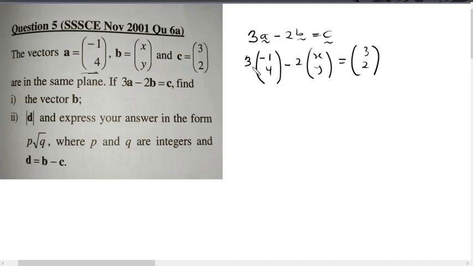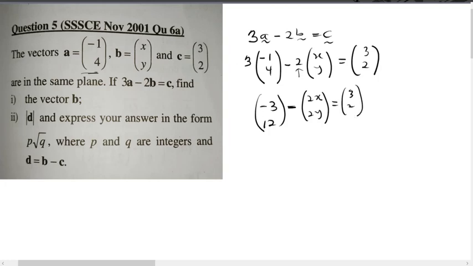Alright, so from here you are going to have 3 times negative 1, and that is negative 3. 3 times 4, you have 12. And here it depends on what you want to do. Here we have negative 2, but you can leave the negative sign here and use the 2 to multiply the x. So you are going to have something like 2x, then 2 times y, you have 2y. You can have something like this, and that will give you (3, 2).